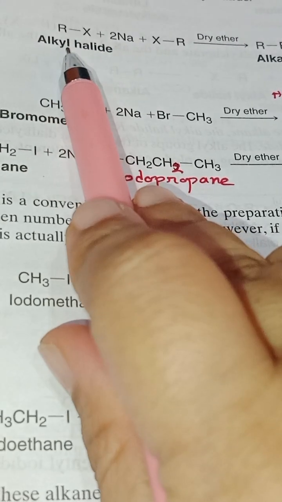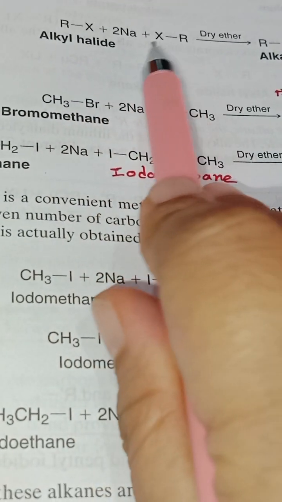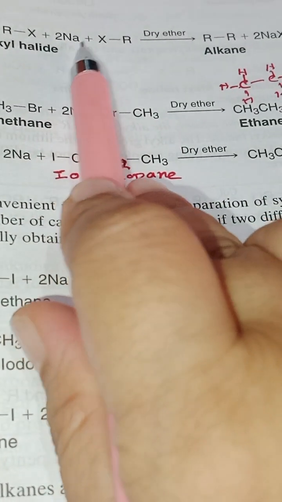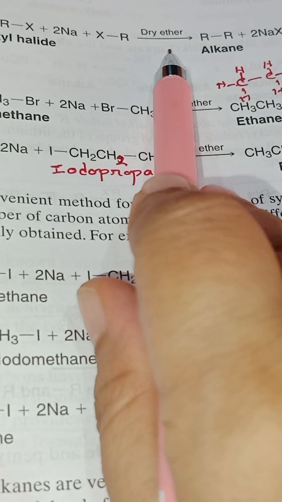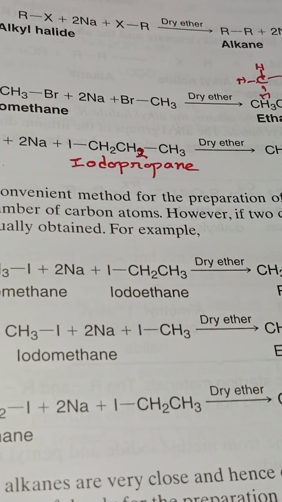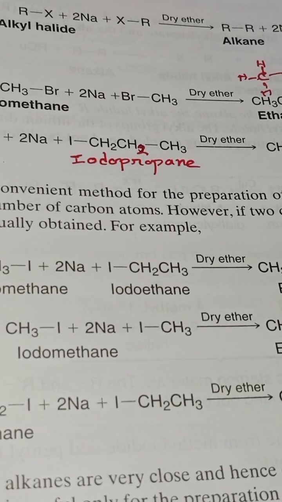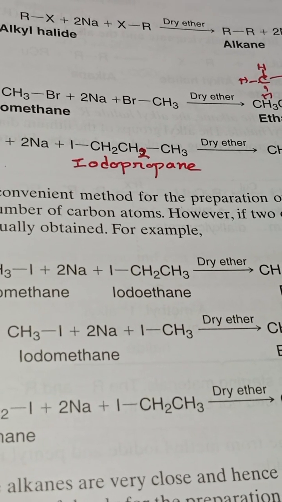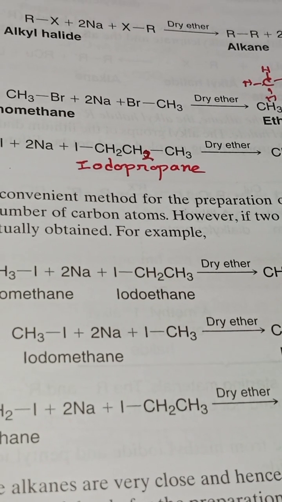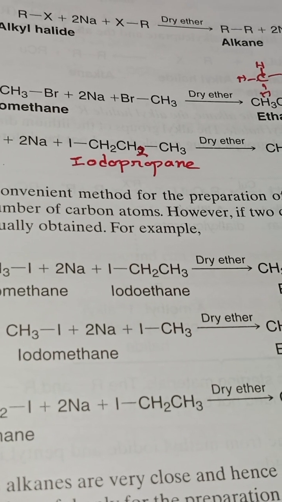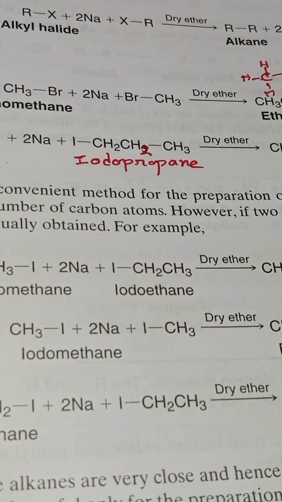Now here we can see we have used alkyl halide and sodium as reagents, and dry ether as a solvent. Understand that dry ether is used as a solvent, not as a reactant or reagent. Why do we use dry ether as a solvent whenever we use metals like sodium, lithium, or Grignard reagent?